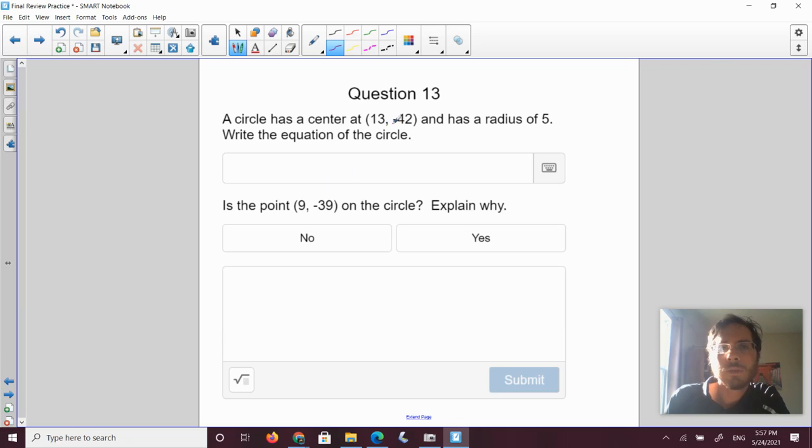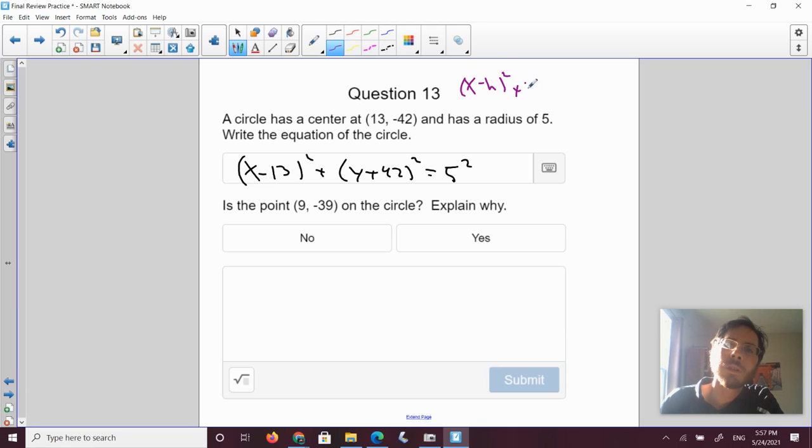With 13, we have a circle that has this center and this radius. Write the equation of the circle. x minus 13 squared plus y plus 42 squared equals 5 squared. And again, that comes from the equation x minus h, squared, plus y minus k, squared, equals r squared, where this is h and that's k. So notice that 13 kept the minus sign. With the negative 42, we switched the sign to a plus.